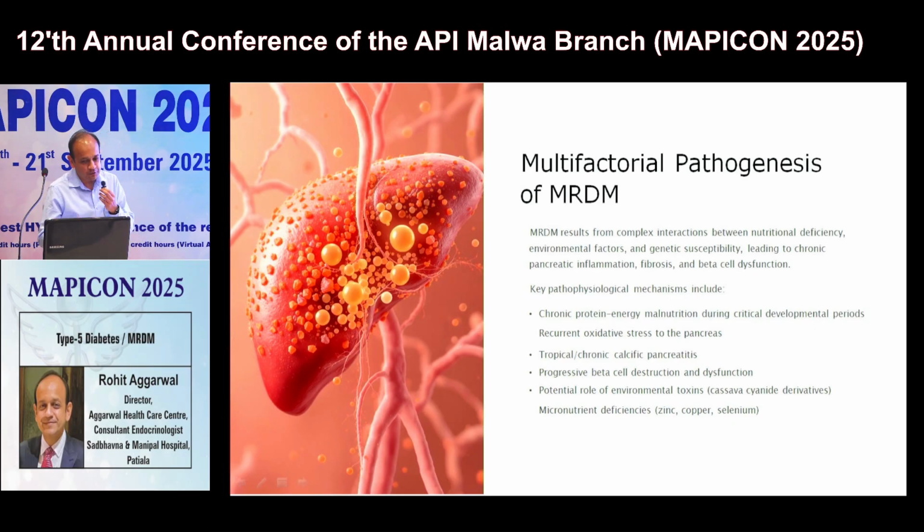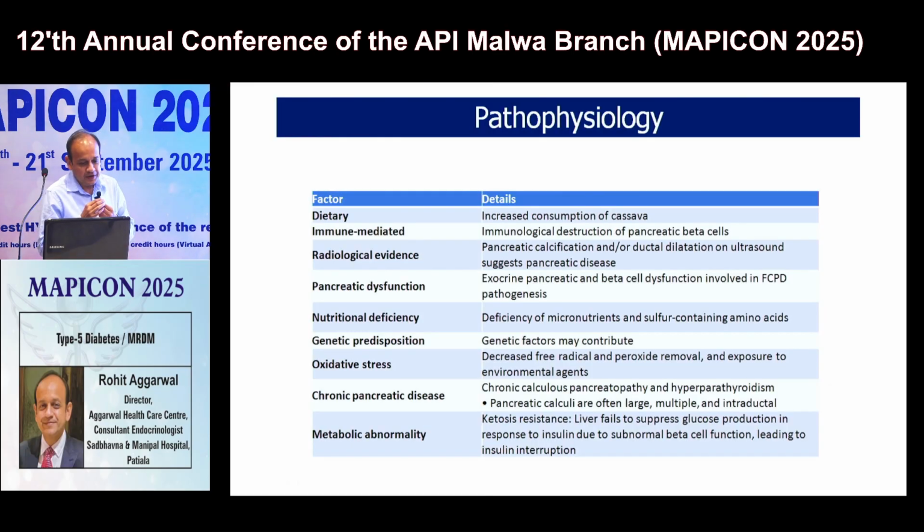So we have to be very careful about what we are saying and how to address this type of issue. Dietary factors: we say increased consumption of cassava, which is available in South India. Immune mediated immunological destruction of the beta cells of the pancreas. On radiology you can find calcification, pancreatic dysfunction, nutritional deficiencies in the form of micronutrients, mainly sulfur containing amino acids, or genetic factors may contribute, which I am coming to now. Yes, oxidative stress because of decreased free radical and peroxidase removal, chronic pancreatic diseases and metabolic abnormalities are there. So multiple factors are there.